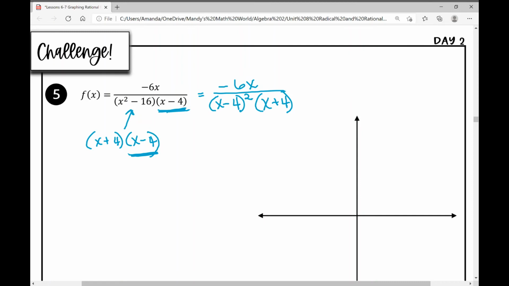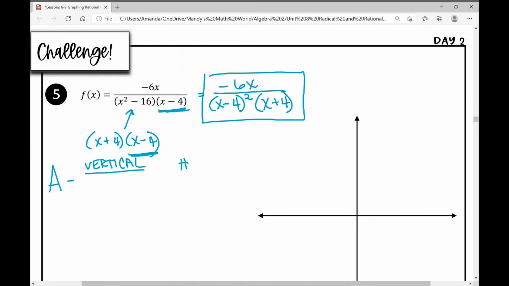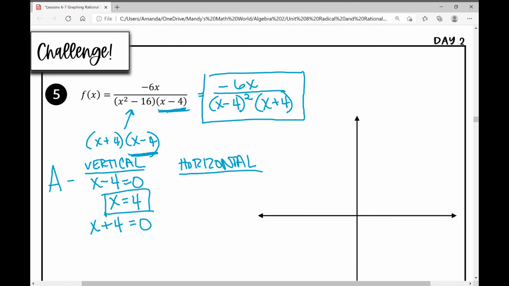I have that special squared term, where the entire factor is raised to a multiple of 2. So now we're going to use this and find the vertical and the horizontal asymptotes of this function. The first thing we're going to do is find where those asymptotes are. So I'm going to set each of those factors equal to 0. X minus 4 equals 0, and I get x equals positive 4. There's one of the vertical asymptotes. Then x plus 4 equals 0, so x equals negative 4.